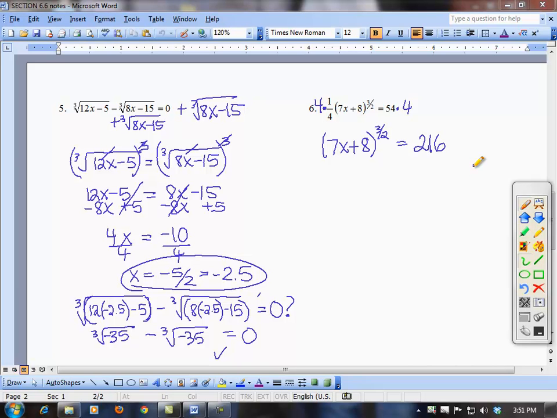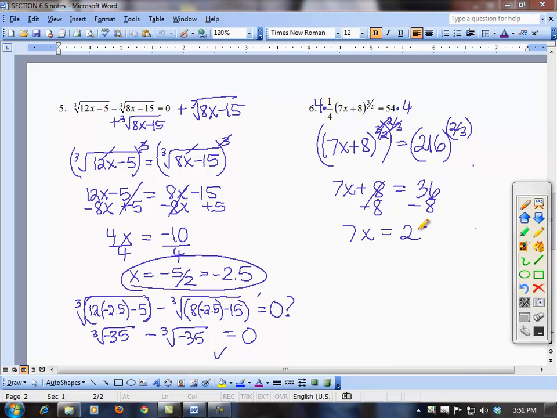Now, like we did in another question, to get rid of a 3/2 power, we're going to raise this to the 2/3, and we're going to raise this to the 2/3 power also. The exponents here cancel out. So on the left side, I have 7x plus 8. On the right side, in my calculator, again, don't forget parentheses around that exponent, 216 to the 2/3 power is 36. I start solving. So I subtract 8, 7x equals 28. When I divide both sides by 7, x equals 4.